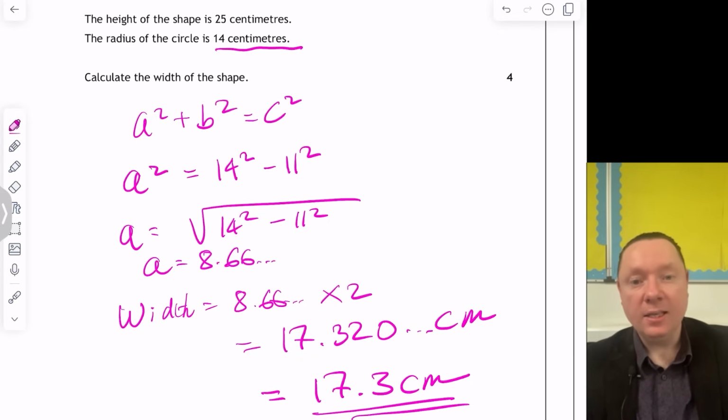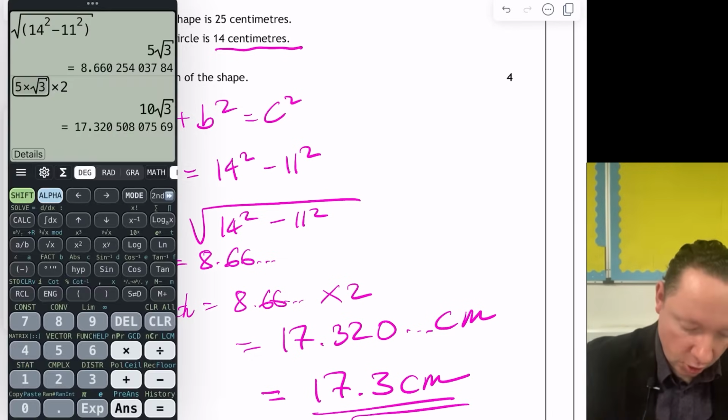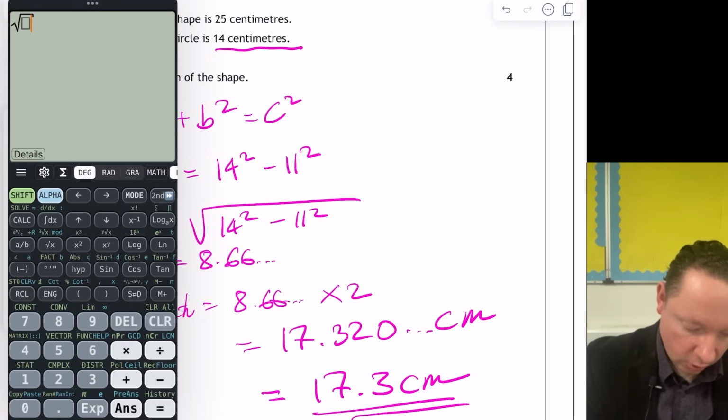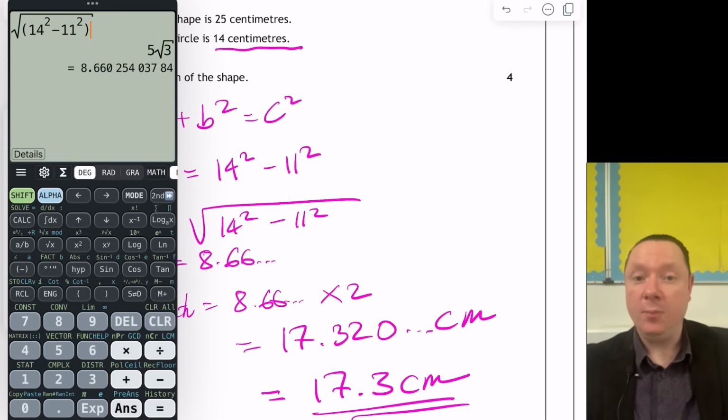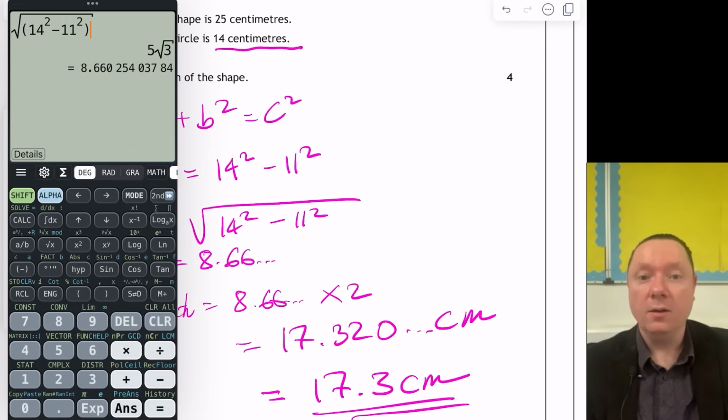You might get an answer of 17.4, and I'll tell you why. You might have done your square root of 14 squared minus 11 squared and got 8.66 and round that to 8.7 and then double that. So basically you've double rounded. I would have preferred to double it first, then round, but you'll be fine.